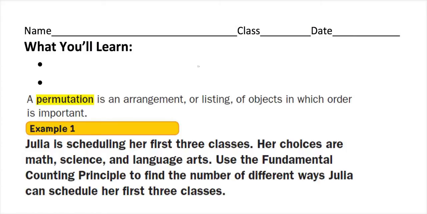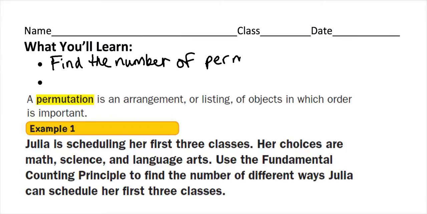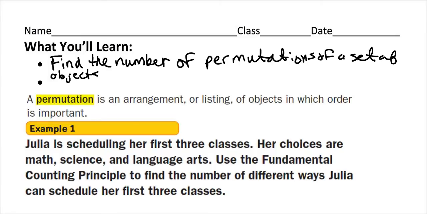What you'll learn is to find the number of permutations of a set of objects, and then we're also going to find probabilities.